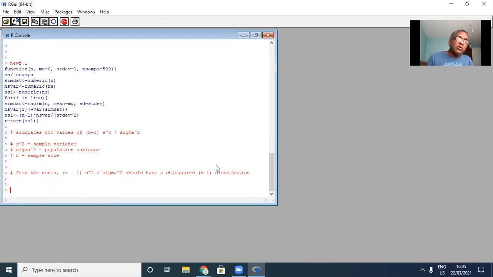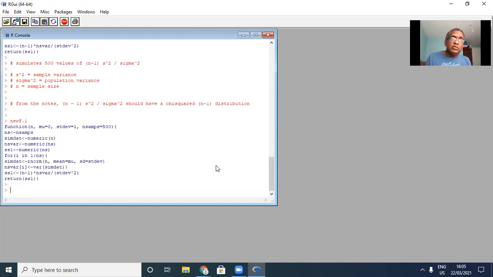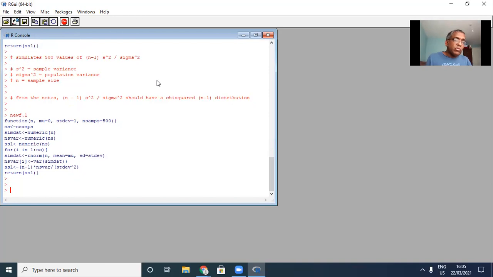Right now, what I'm going to show you is to use this function newf.1. This is the function which simulates 500 values of this. Now I'm going to show you whether this actually has a chi-square distribution or not. To do that, I will go through the following commands.